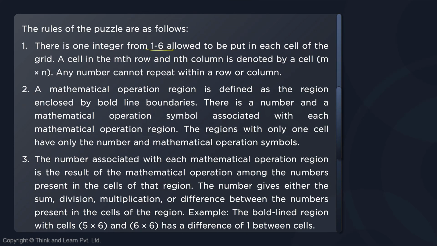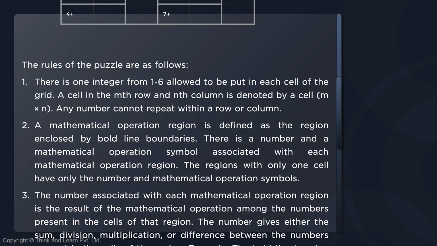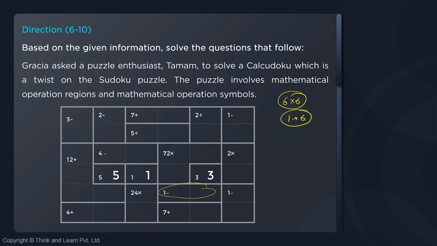Okay. A mathematical operation region is defined as the region enclosed by bold line boundaries. There is a number and a mathematical operation symbol associated with each mathematical operation region. The regions with only one cell have only the number and mathematical operation symbols. So you can see here, this is one region, this is one region, this is one region, this is one region. Okay, so you can see in every region we have a number and symbol.